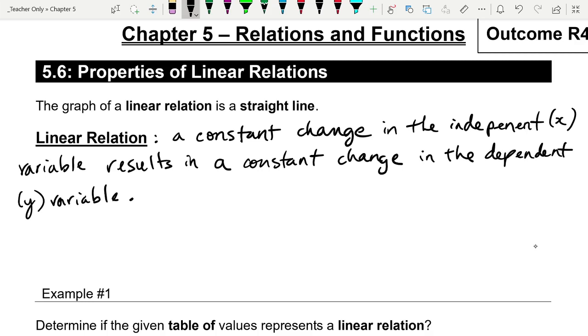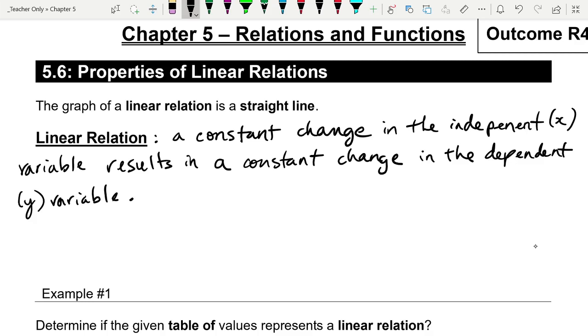Now, what do I mean by the word constant? In other words, it isn't changing. The change isn't changing. That sounds bizarre, but it's really easy on a graph to tell the difference, especially between a constant change and not a constant change.